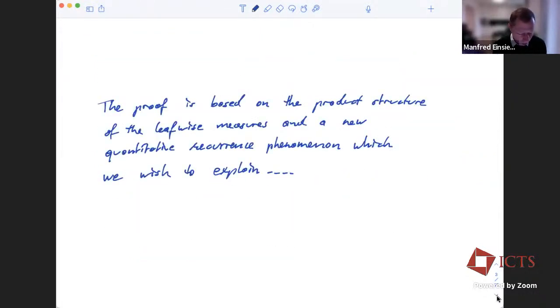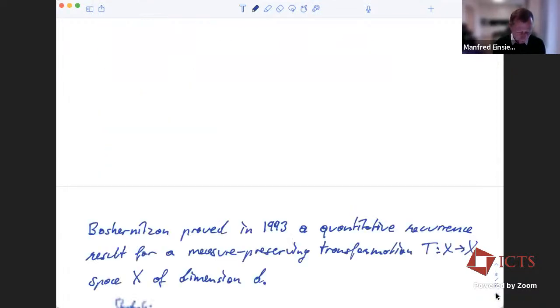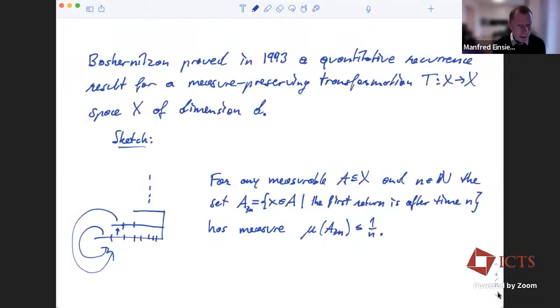The proof is based on the product structure of the Levi measures and a new quantitative recurrence phenomenon, which we wish to explain. Before I go to this quantitative version, I go even further back to a more classical setting, where I look at a measure preserving transformation on a space of dimension D. Boshernitzan considered such a setting in 1993, and he proved a quantitative recurrence result.